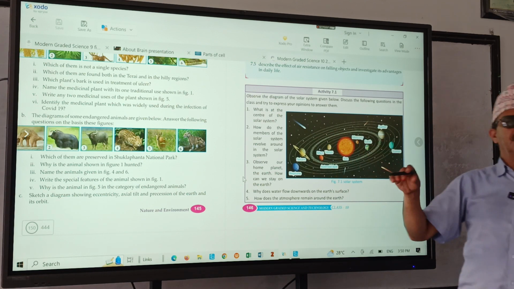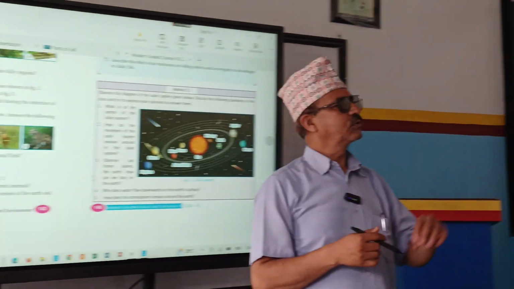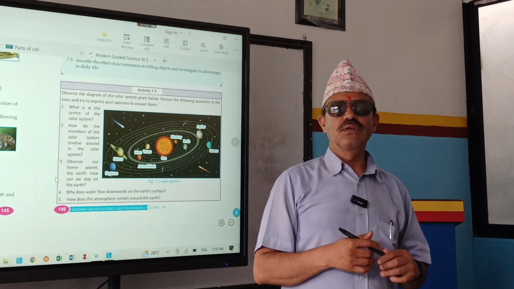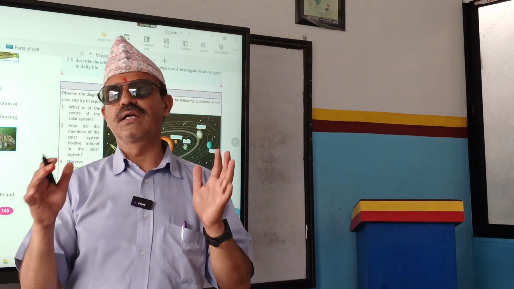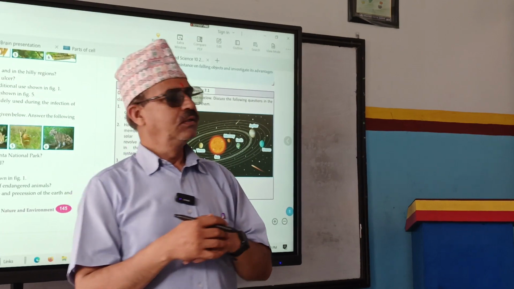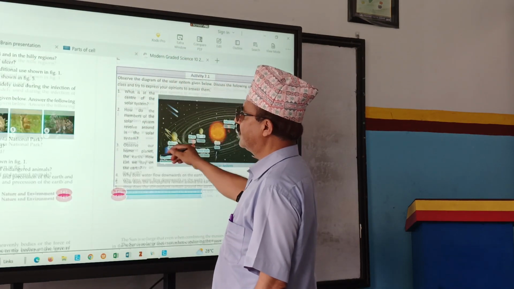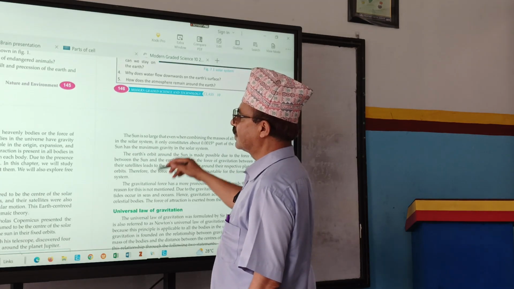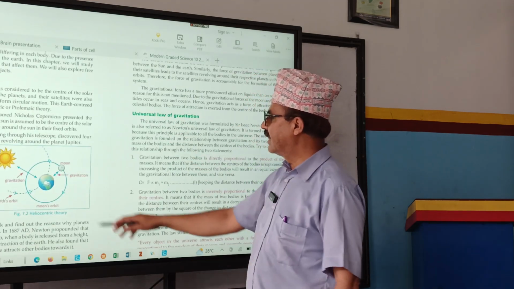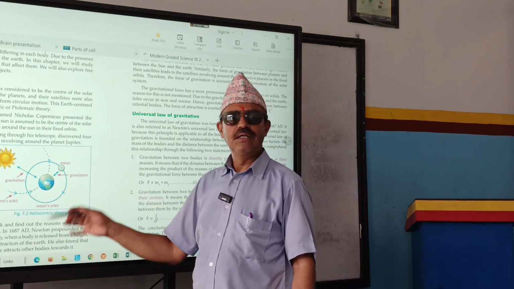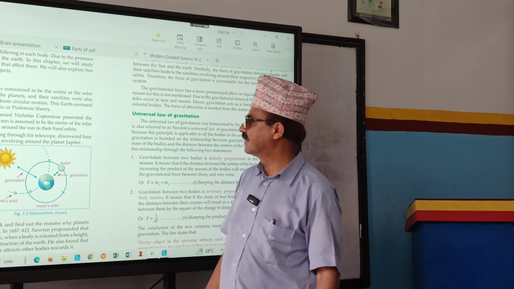So there is existence of solar system because of one force. What is that force called? Gravitational force or force of gravitation, or we can say gravitation, right? So when we talk about this gravitation, we need to remember these two theories. How many theories? Two. What are they? Heliocentric theory and geocentric theory. What is heliocentric theory?